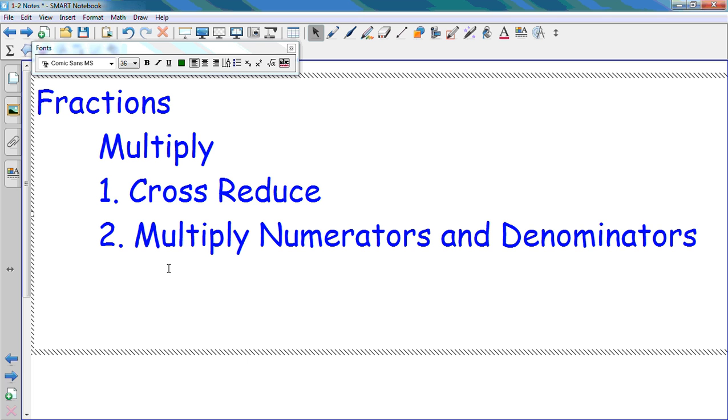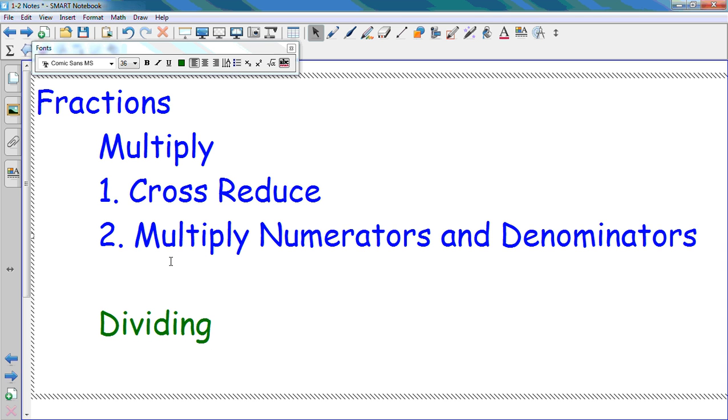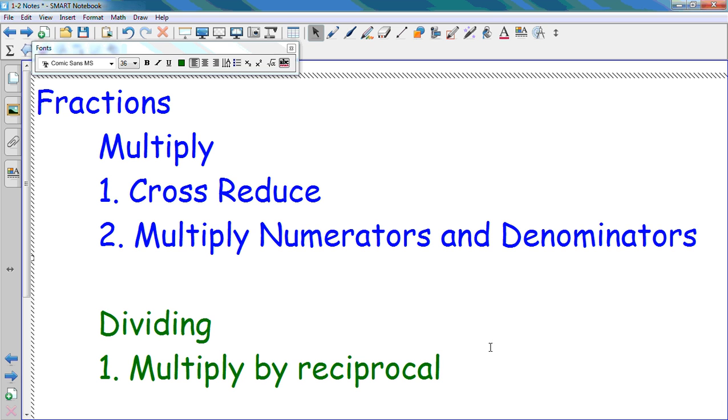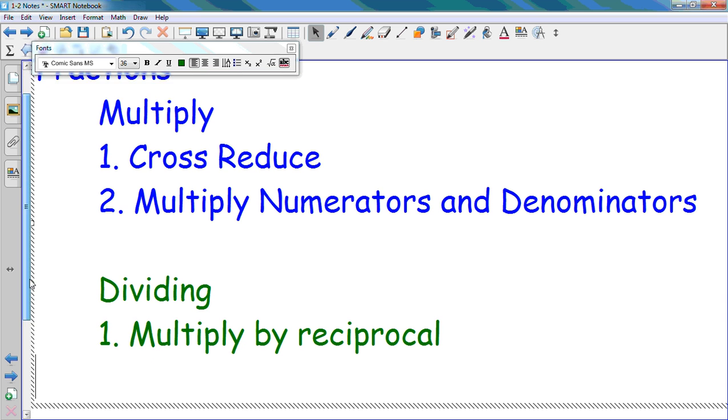After you talk about multiplying fractions, we need to talk about dividing fractions. When you divide fractions, the first step is change the problem to multiply by reciprocal. Did I spell that wrong? Yes, I did. I'll scroll down so you can see.